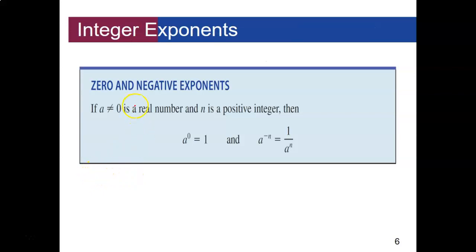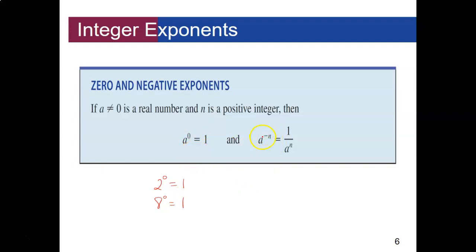Okay, so moving along, talking about 0 and negative exponents, any base to the 0 power is going to be 1. So if I have 2 to the 0, that's going to be 1. If I have 8 to the 0, that's going to be 1. So that's an important property that we need to know.